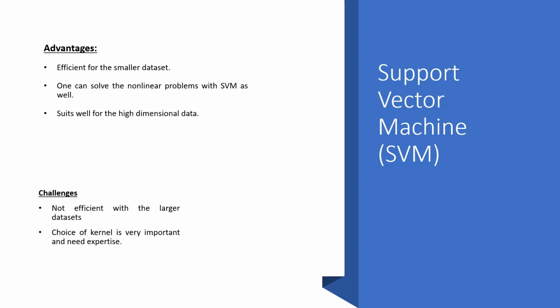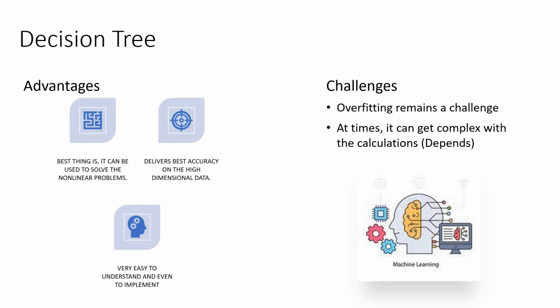Now coming to the next one, support vector machine, SVM. It has multiple advantages. It is very efficient for smaller data sets. One can solve non-linear problems also with SVM. That's a very important aspect of it. You can solve non-linear problems and this suits well for high dimensional data. The challenges are plenty. Again, this is not efficient with larger data sets, which could be the case for many of the things that we are working on. The choice of kernel is again very important and really needs expertise from your end to select. So these two are the major challenges.